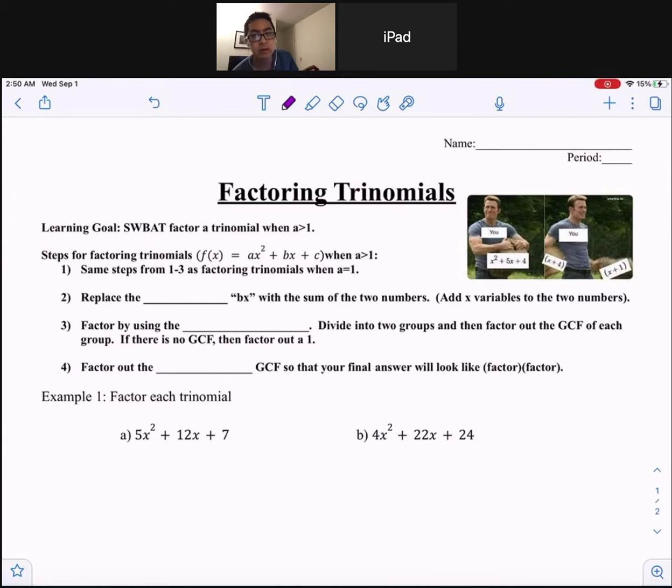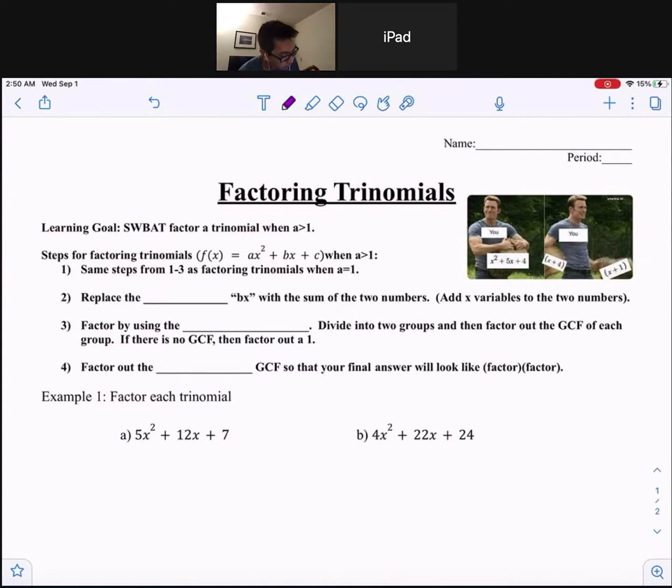So the first step, you guys, we're going to copy the first 3 steps for factoring trinomials when a is equal to 1. So that's pretty much like the x method, a times c up top, b on the bottom, right? What 2 things multiply to the top that gives you the bottom. So that's all those steps.